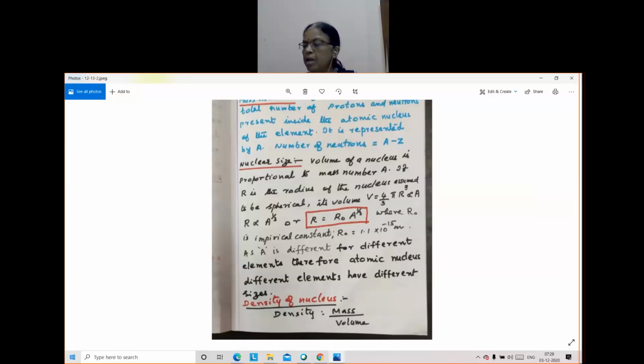I will ask Sadhu Parvati, whether size of the atom is same or different. Hydrogen, carbon, uranium, like that different elements are there. Is the size of the atom same?